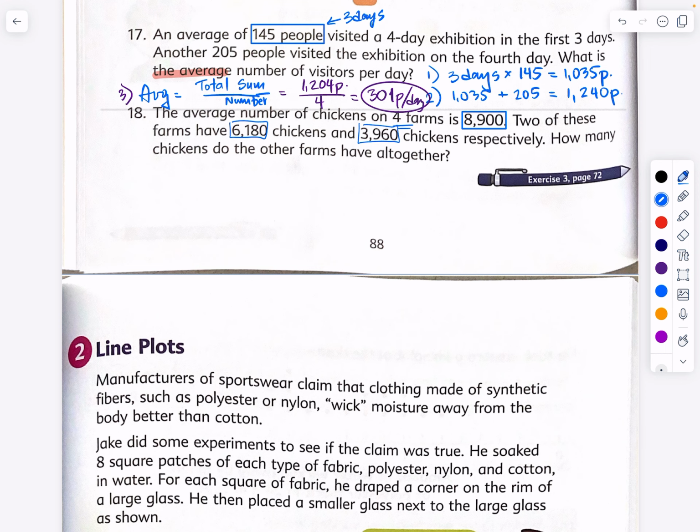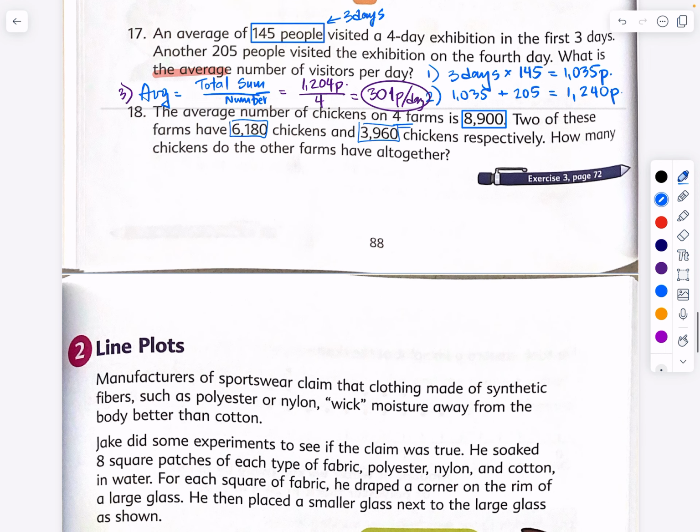First step. Typically, how do we find the average? We take the total sum. I feel like when you're starting to study average, it really helps to write down how we compute it. In order to find the average, it's the total sum divided by the numbers. Now, do we know the total number of chickens on all 4 farms? No, we don't know.